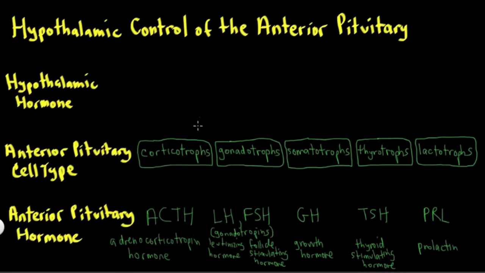Now we start off with the corticotrophs, and the hormone that's going to control the release of the corticotroph ACTH is corticotropin releasing hormone, abbreviated CRH. So CRH is going to stimulate the release of ACTH. ACTH, again, stands for adrenocorticotropin hormone, so it makes sense that corticotropin releasing hormone is going to stimulate the release of ACTH.